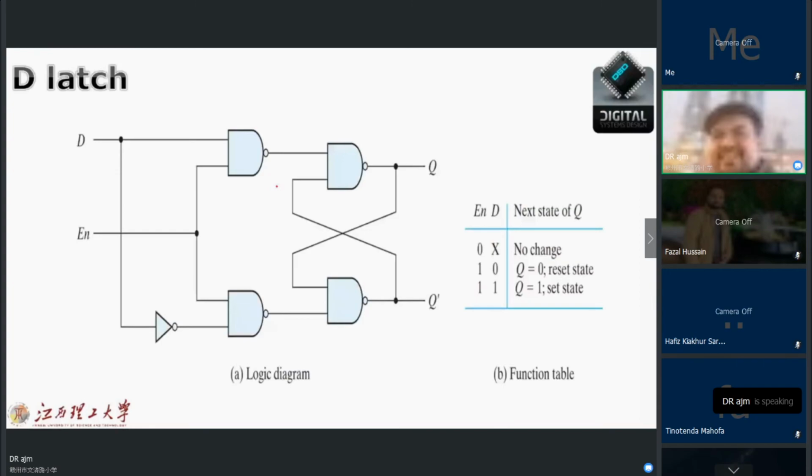You'll see that we have the pins of enable and D. These are my inputs. Whenever we don't have any enable, then nothing will change. Whenever we have enable and D is 0, Q is 0. Whenever we have enable and D is 1, then Q is 1. It's very simple. The function table is very simple, as you can see here.